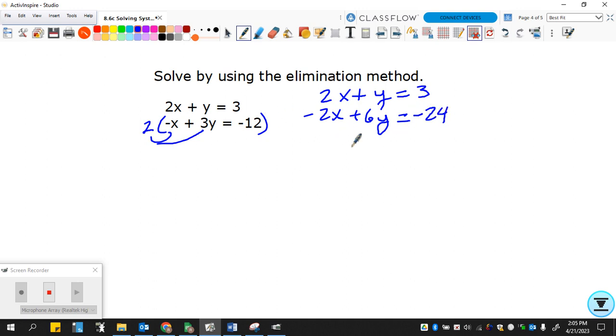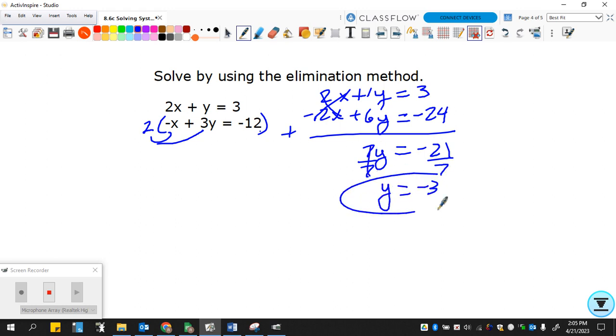All right, we add it. Negative 2x plus 2x cancel out. So we have 1y plus 6y is 7y, is equal to 3 minus 24, which is negative 21, divided by 7. Y is equal to negative 3.